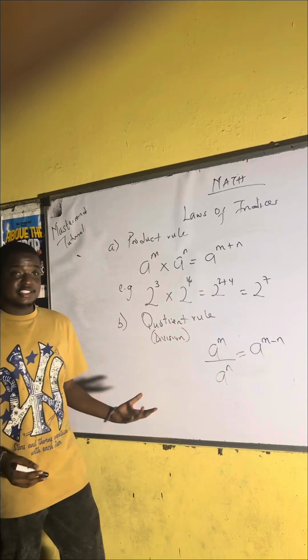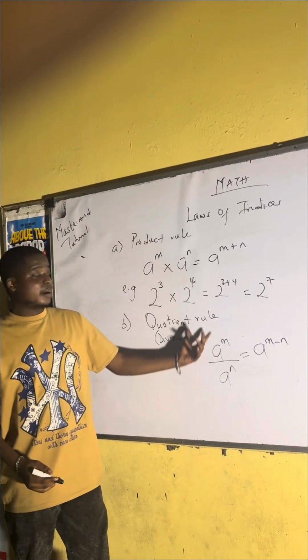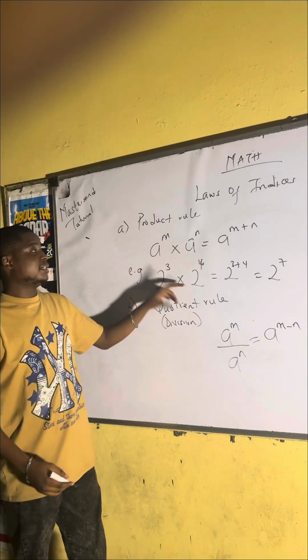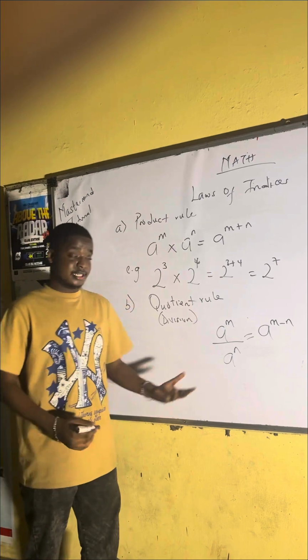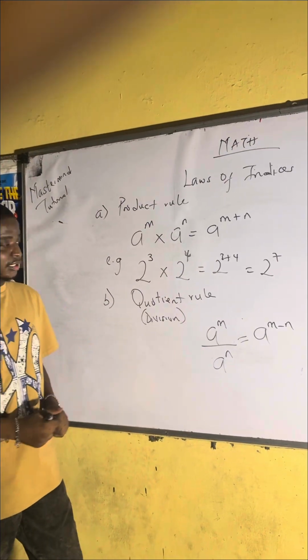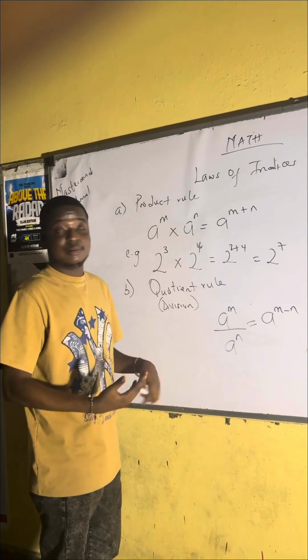As long as the bases are the same, you can convert this quotient into subtraction. So the gist here is that with quotient in laws of indices, the powers are subtracted, and with products, powers are added together. So let's give an example to evaluate this. Now let me use another number so it doesn't look as if I'm using just 2.